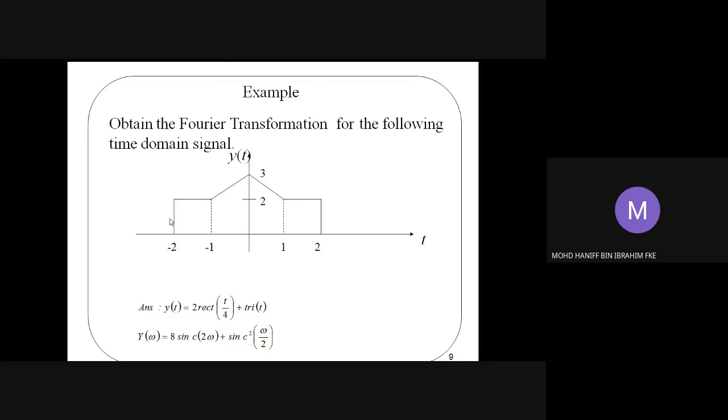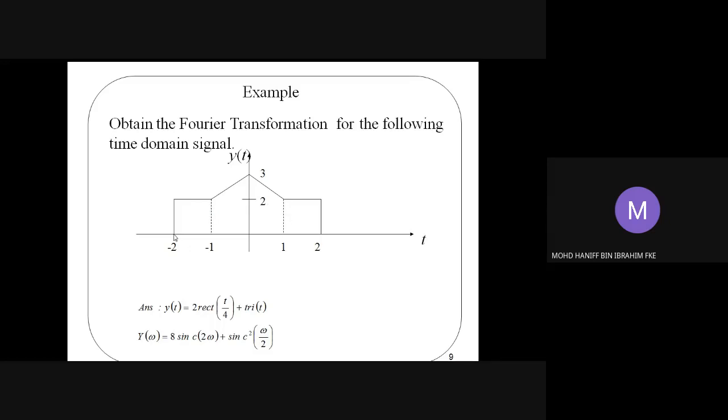We can say that this signal is basically a summation of two different signals. We can see that one is a rectangular function, which has a duration from -2 to +2, and we also have a triangular function here, which has a duration from -1 to +1.